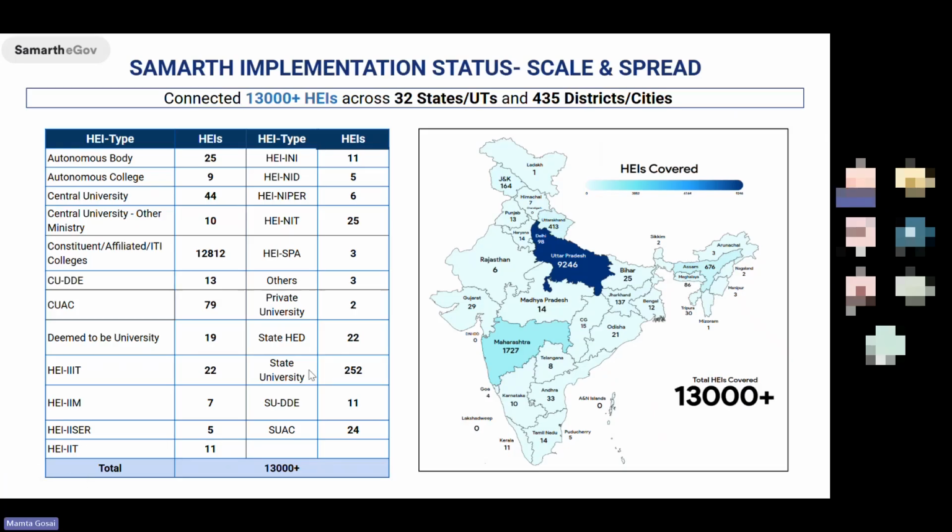If I talk about the scale and spread of Samarth, you can see on my screen that we have onboarded 13,000 plus institutions across India. And we have onboarded different types of institutions, be it autonomous, central universities, deemed to be universities, IITs, or IIITs. So all types of institutions are using Samarth for various purposes, be it employee-related modules or academics-related modules. So this is the spread and scale of the Samarth ERP system.